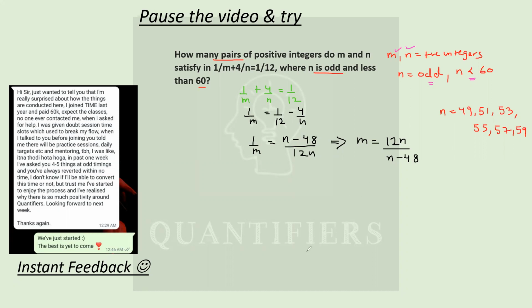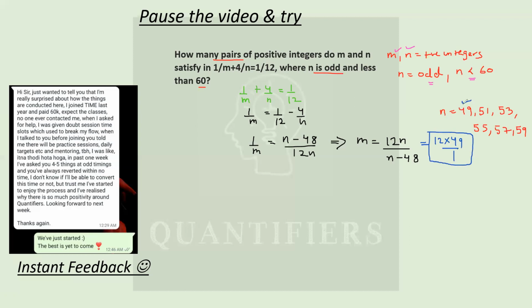Now if you want, you can calculate the values of m. So if we take the first case, if I put n is equal to 49, so students, you can easily see, if n is equal to 49, the denominator obviously will be 1 now. So this is what I'll get if I put n is equal to 49. And students, you can see this value will definitely be an integer.